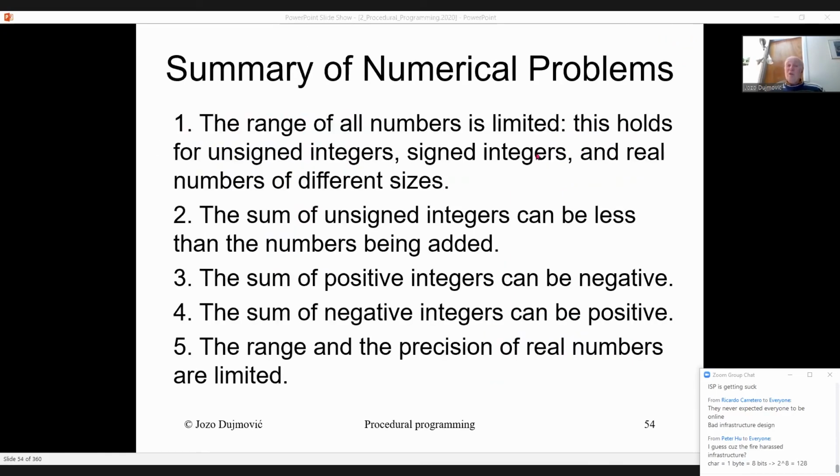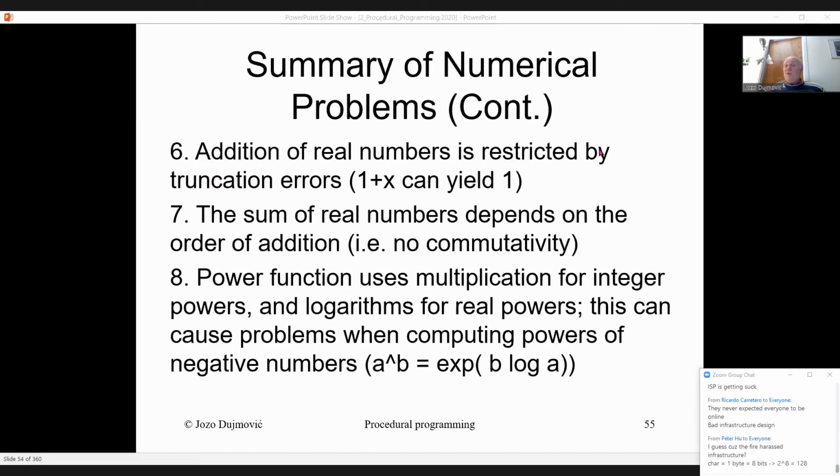So, summary of numerical problems. The range of all numbers is limited. This holds for unsigned integers, signed integers, and real numbers. The sum of unsigned integers can be less than the numbers being added. The sum of positive integers can be negative. The sum of negative integers can be positive. And the range and precision of real numbers are limited, as we studied.